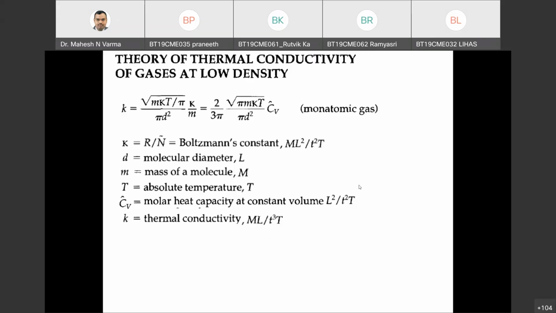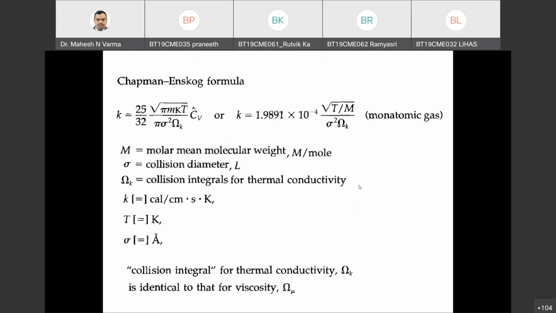You can call it the Maxwell equation in heat transfer. The advanced version of the Maxwell equation in heat transfer is given by Chapman.